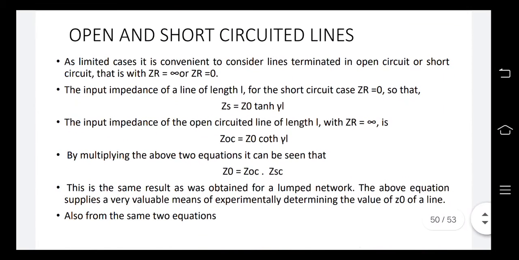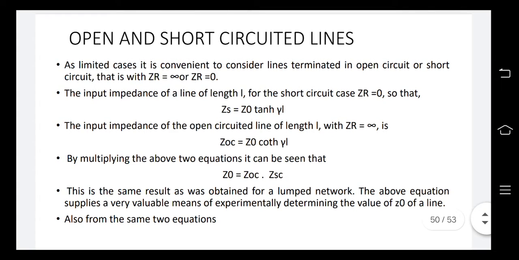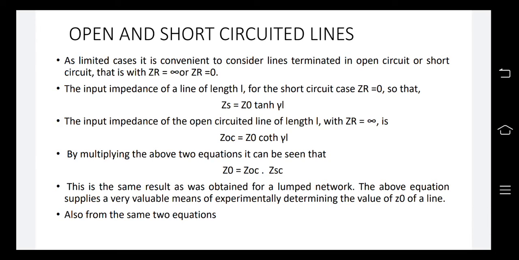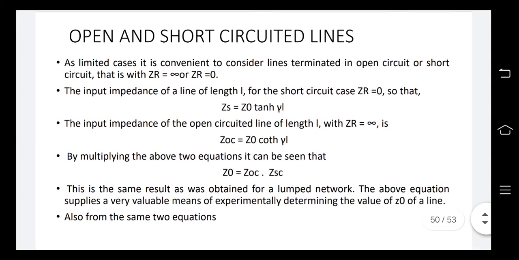Now let's see open and short circuited lines. As limiting cases, it is convenient to consider lines terminated in an open circuit or short circuit, that is with ZR equals infinity or ZR equals 0. The input impedance of a line of length L for the short circuit case, ZR equals 0, is ZSC equal to Z0 tanh(gamma L). The input impedance of the open circuited line of length L with ZR equals infinity is ZOC equals Z0 coth(gamma L).